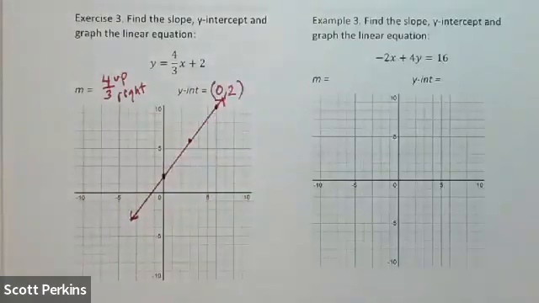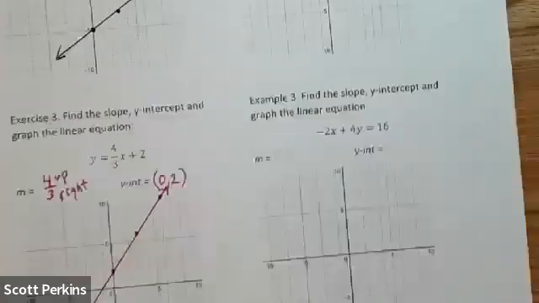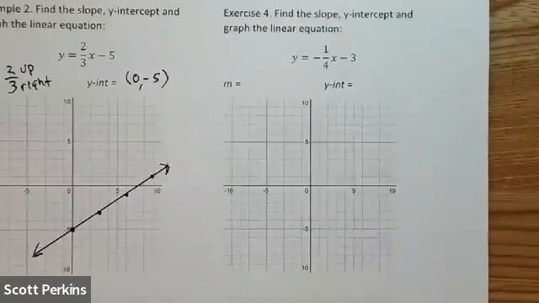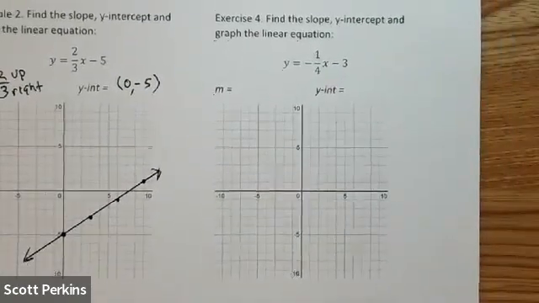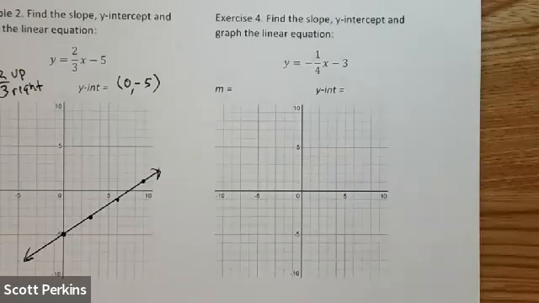So far, so good? Top of the next column, exercise 4. Here's what I want you to do. I'm going to give you 20 seconds. Write down what the slope and the y-intercept is. If you're familiar with this and want to graph, go ahead, but I'm going to mention something about this one.